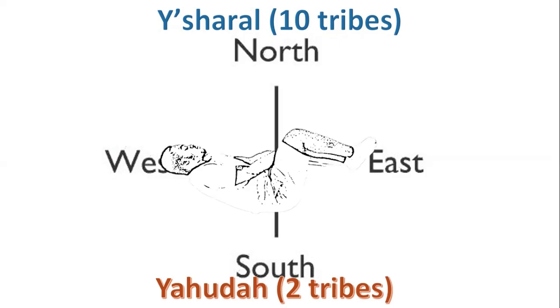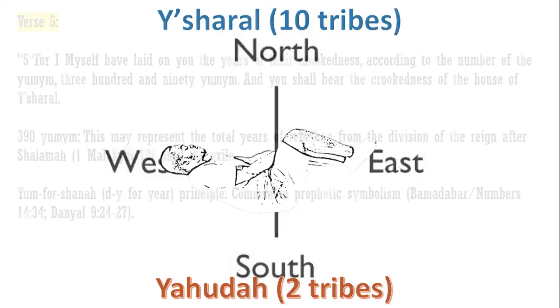So he laid on his left side facing the north, which spoke of the 10 tribes, that's 390 Yamim, that he would have laid on his left side for the north. And left is in contrast to the southern tribes or the southern reign. All right.